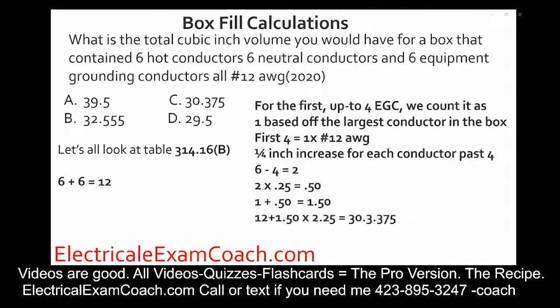We need to add that back to the 12, so we take our 12 plus our 1.50, then we multiply that by the individual volume for a number 12, which is 2.25, and we end up with 30.375.